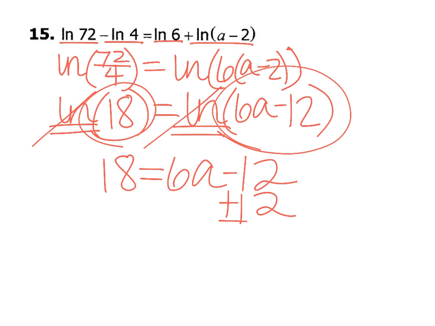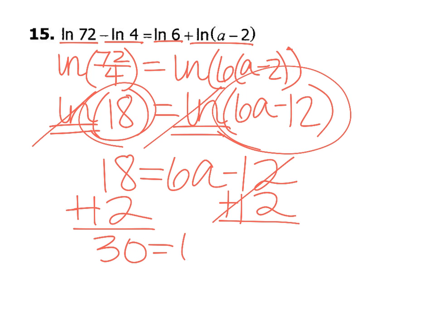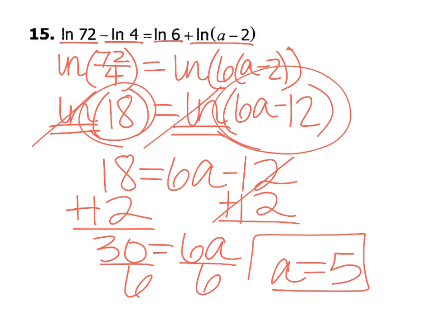Add 12 to both sides. Those will cancel out. We're left with 30 equals 6a. Divide both sides by 6, and a equals 5. Then you have to go back and check for extraneous solutions.